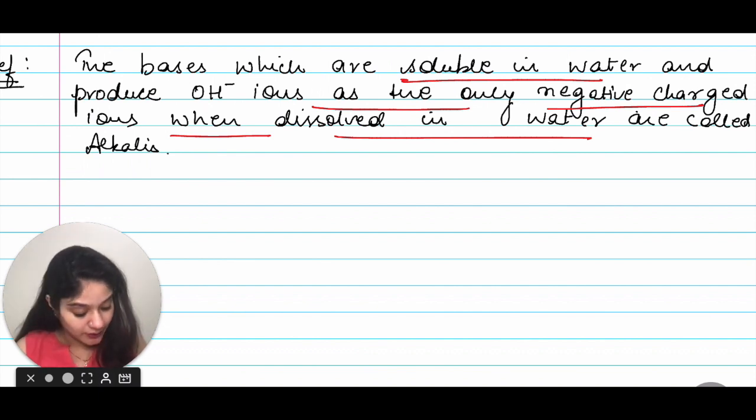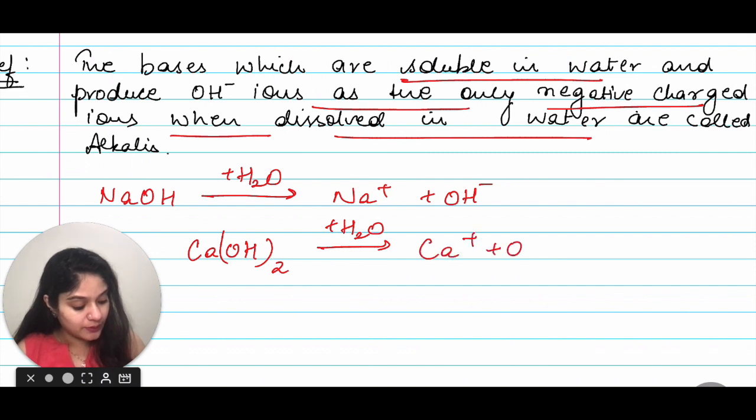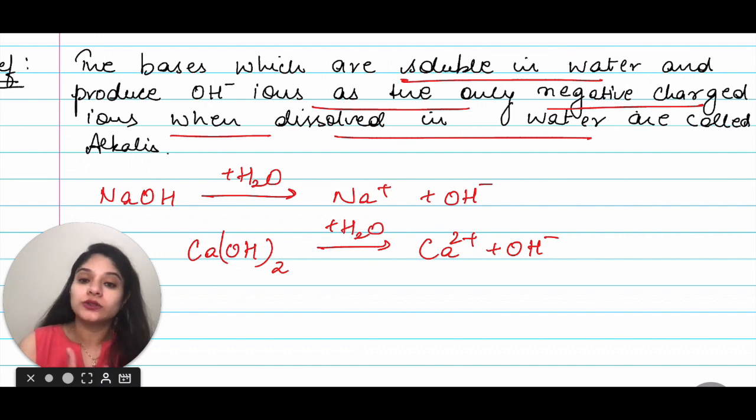Now when we have alkalis, you can take a few examples. Let's say we have NaOH. NaOH, when dissolved in water, will give you Na plus and OH negative ions. Another example can be Ca(OH)2, which when dissolved in water will give you Ca2+ and OH negative ions.